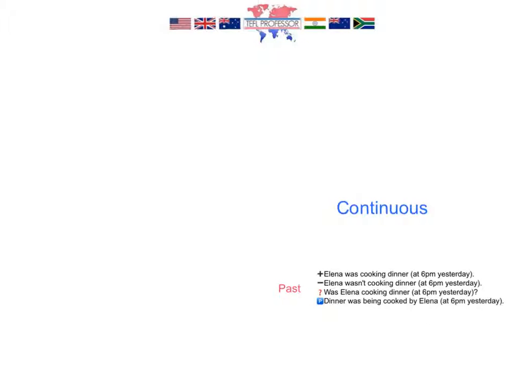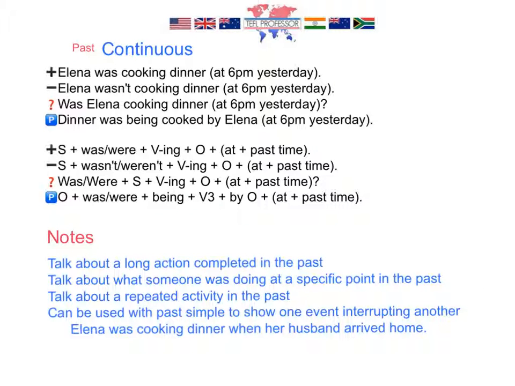Next, we'll look at the past continuous. The past continuous talks about a long action completed in the past. Usually we can also use it to talk about what someone was doing at a specific point in the past, a very specific time, usually. And last, we can talk about a repeated activity in the past. So we have Elena was cooking dinner at 6 p.m. yesterday. Of course, we want that specific time, as we mentioned down here, the specific point in the past.